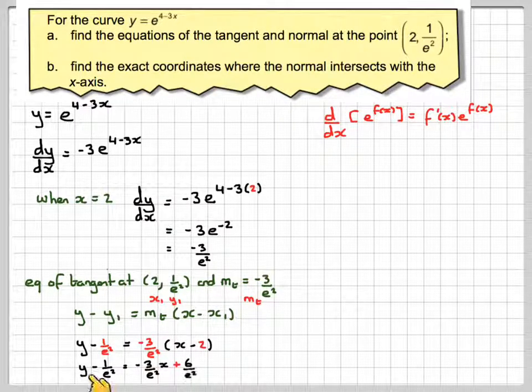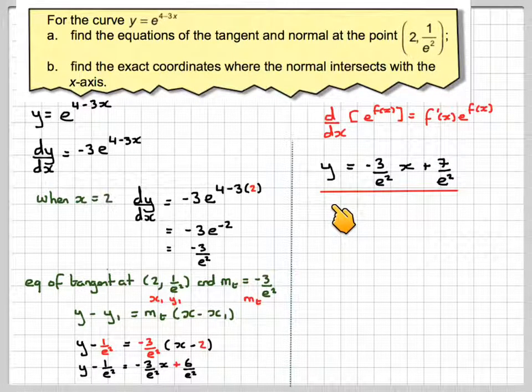Expanding the bracket, we get y minus 1 over e squared equals minus 3 over e squared x plus 6 over e squared. It's plus because we've got a minus times a minus. And then we can take this over to this side, and we're going to have 7 over e squared. So we're going to have the equation of the tangent is y equals minus 3 over e squared x plus 7 over e squared.